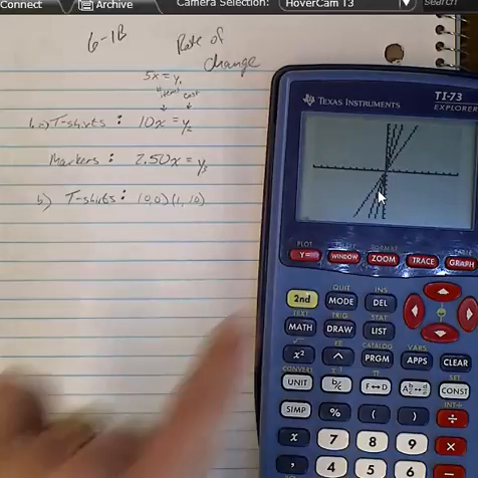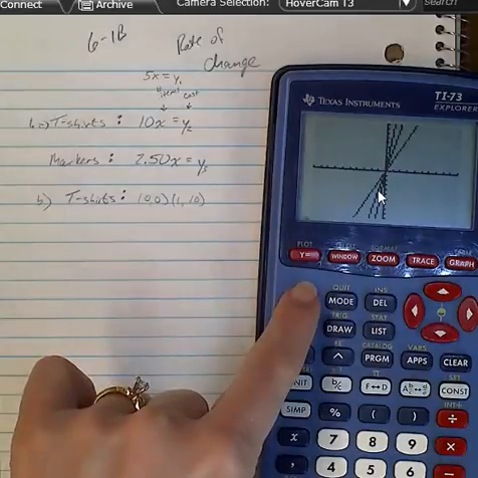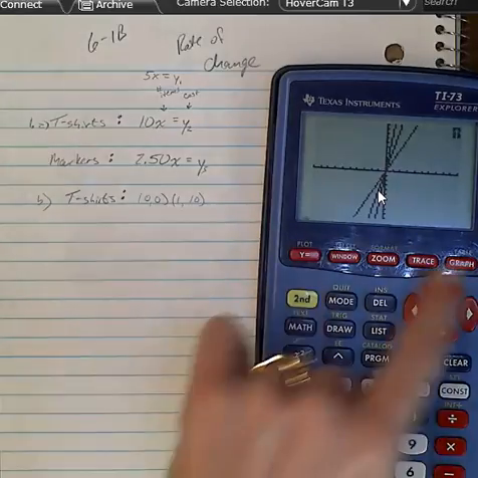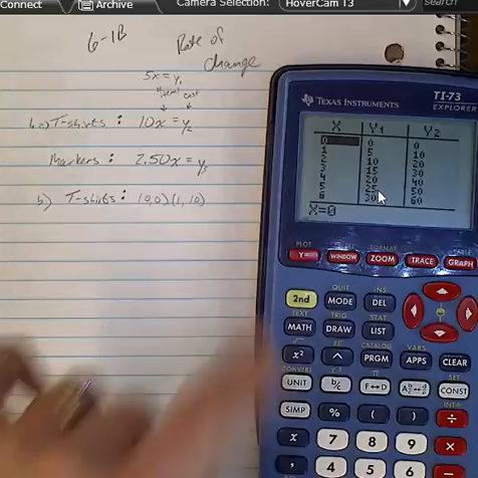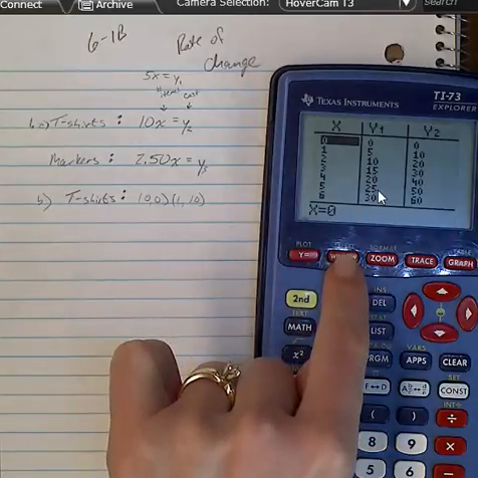How do you get to the table? It's in yellow. Oh, your tables are different? Ah. So let's go to table set right here. Table set's in yellow. It's above the window key.